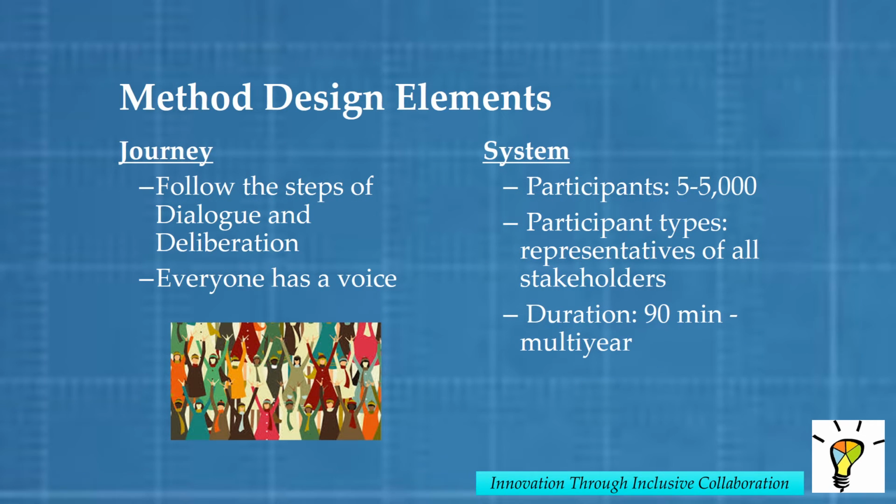The journey design element will follow the steps of dialogue and deliberation because this method contains the tools to execute my method of innovation through inclusive collaboration. The system design element of dialogue and deliberation is flexible and can meet most needs of the collaboration participants. The event can last only 90 minutes or be expanded to a multi-year project. The number of participants can range from 5 to 5,000.